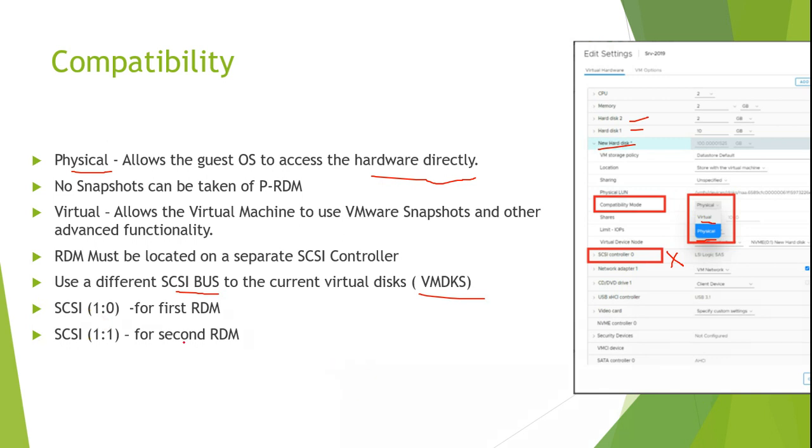So when we add that, you then need to basically select from 1:0, which will be the first bus, and then if you have a second RDM, you can give 1:1, which will be literally the drop down next one available for you.